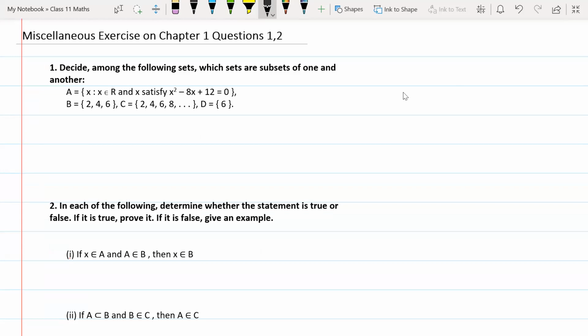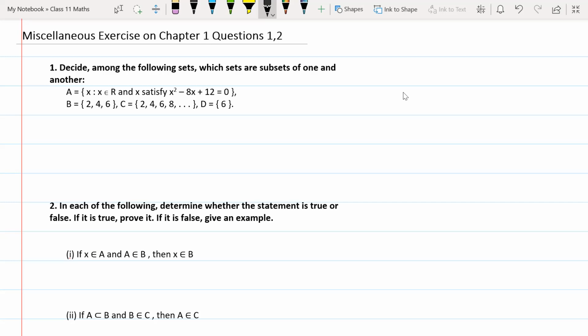Today in this class, we will discuss the questions of miscellaneous exercise of chapter 1. In this class, I will solve for you questions 1 and 2, and in the coming classes the rest of the questions. Miscellaneous exercise means that these questions are based on the full chapter.